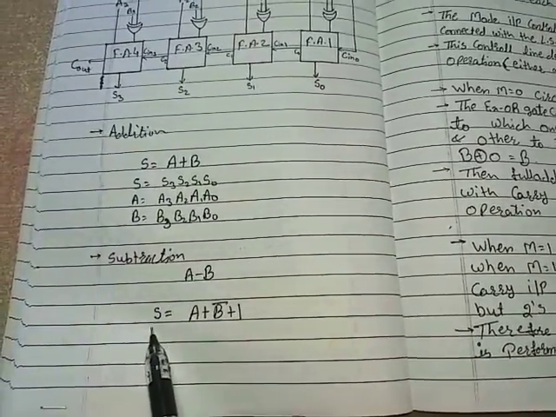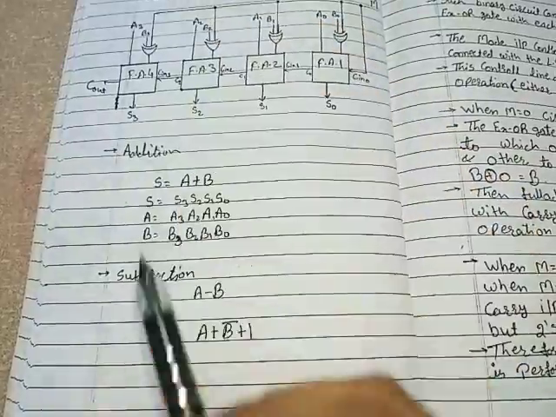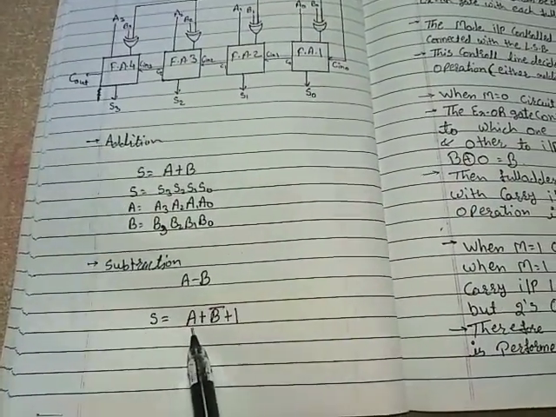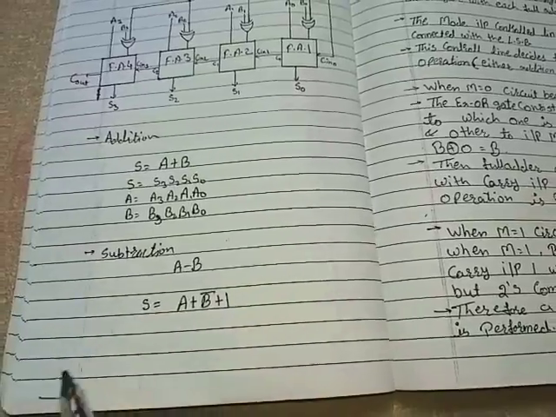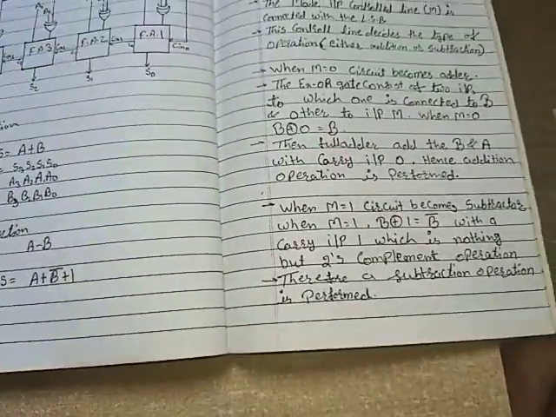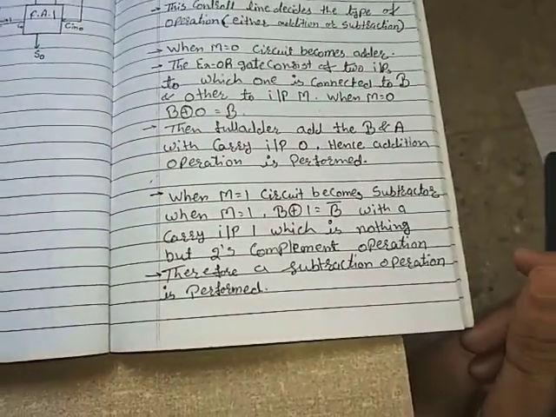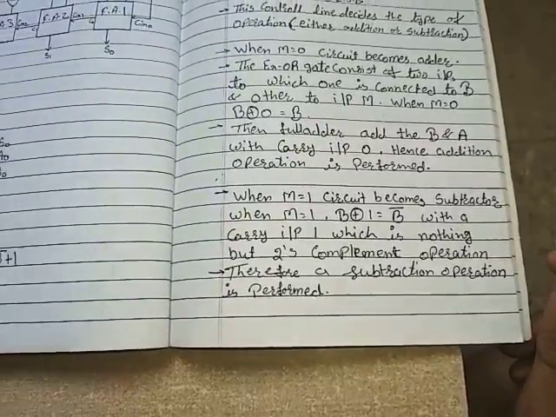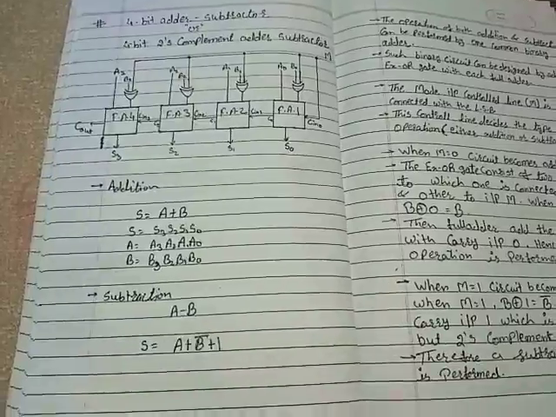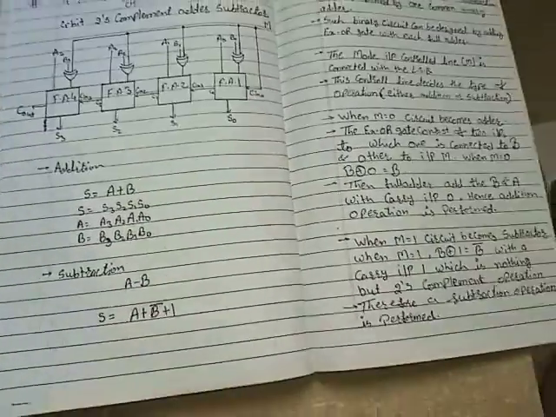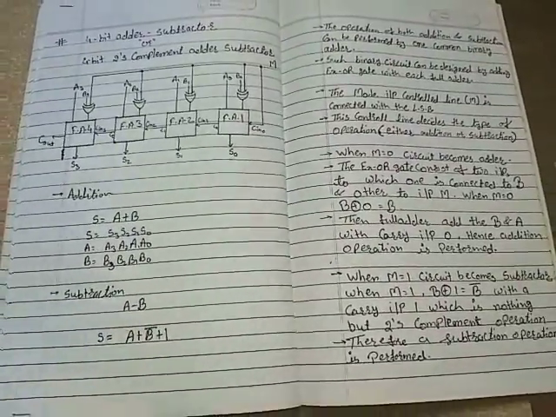So in this case, this circuit performs S is equal to A plus B bar plus 1. This is nothing but a 2's complement subtraction. Therefore, a subtraction operation is performed. That's all about the 4-bit binary adder subtractor and controlled inverter, and about this chapter as well. Thank you.